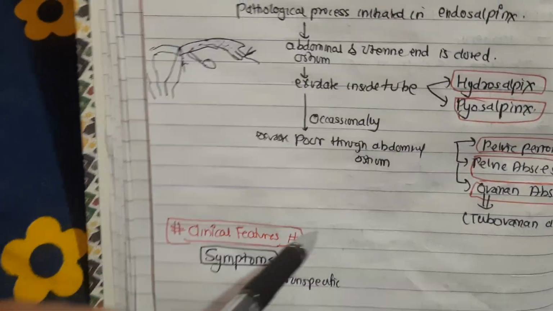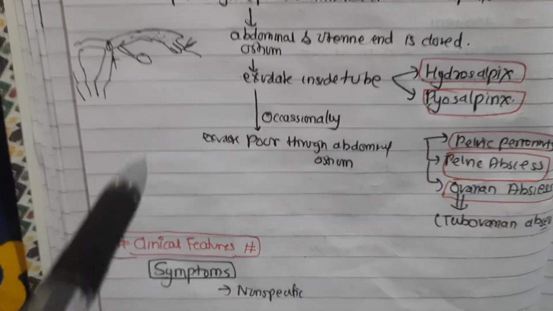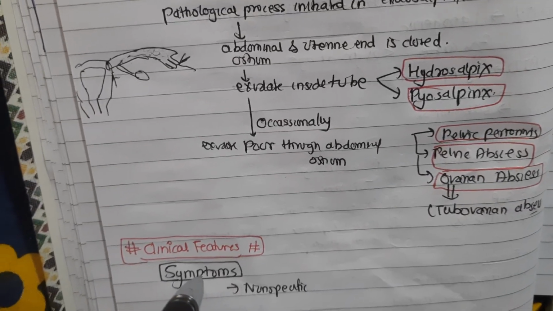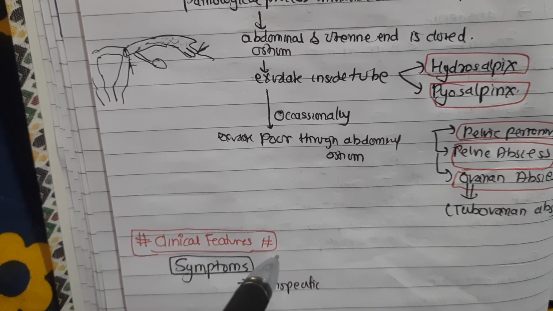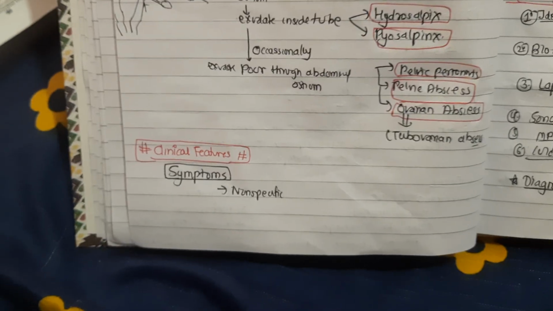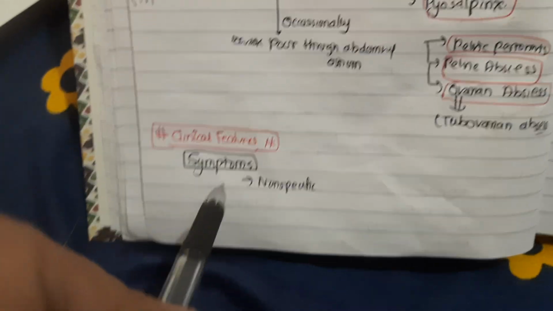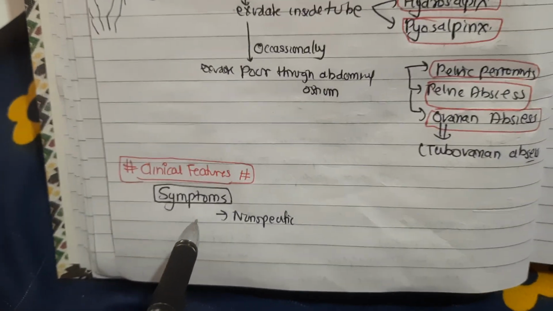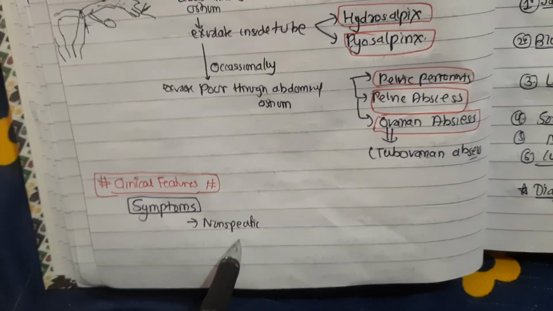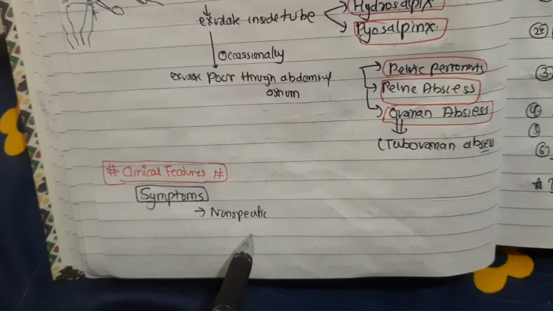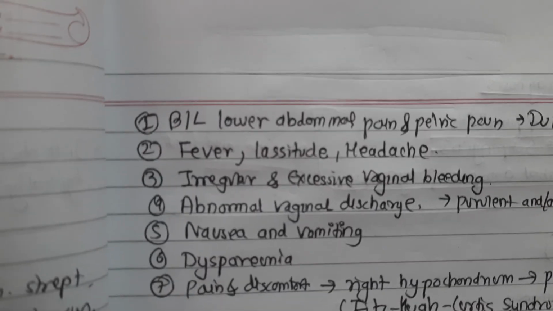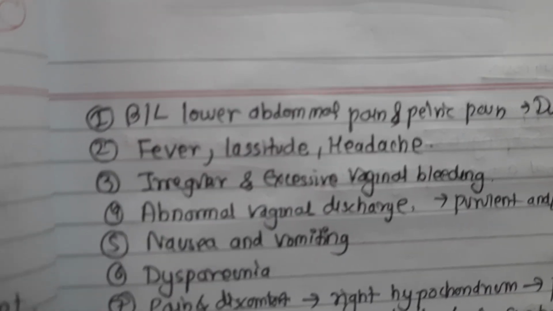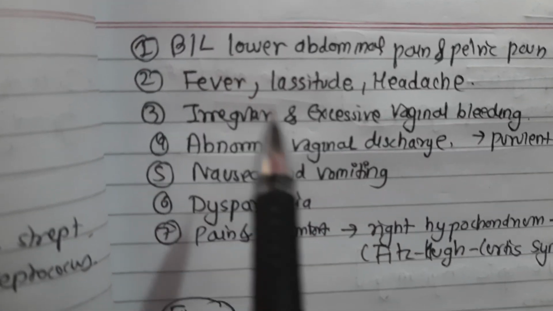Now we will talk about the most important part of this video, that is the clinical feature of this pelvic inflammatory disease. The patient with acute pelvic inflammatory disease presents with a wide range of non-specific clinical symptoms. The symptoms usually appear at the time of and immediately after menstruation, and there may be various symptoms such as bilateral lower abdominal and pelvic pain that is dull in nature.